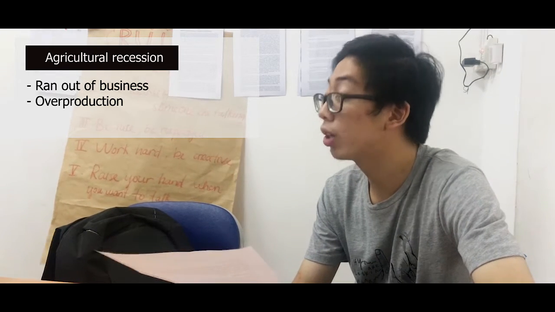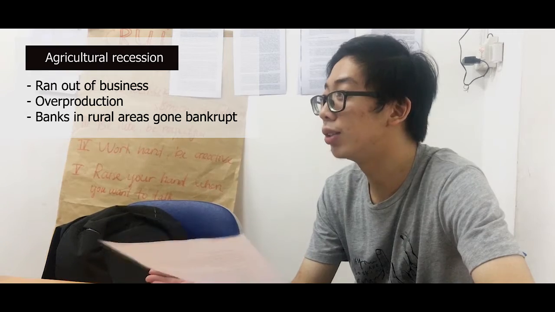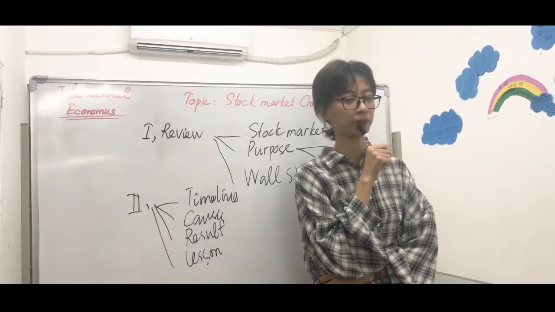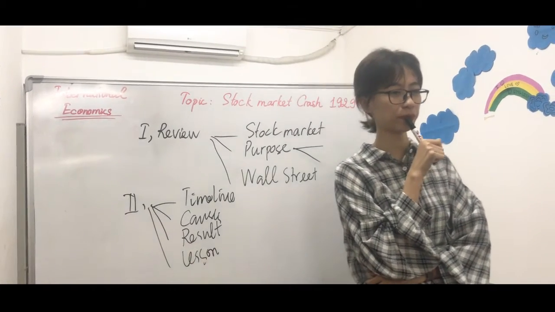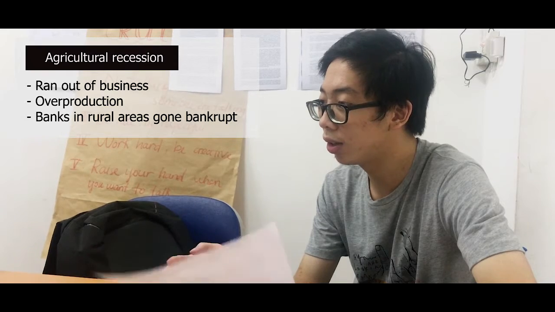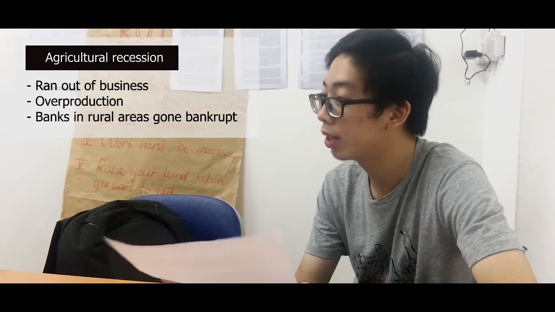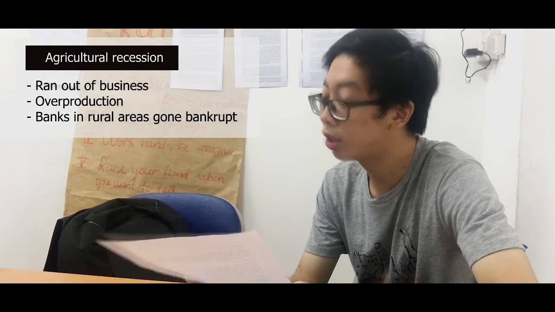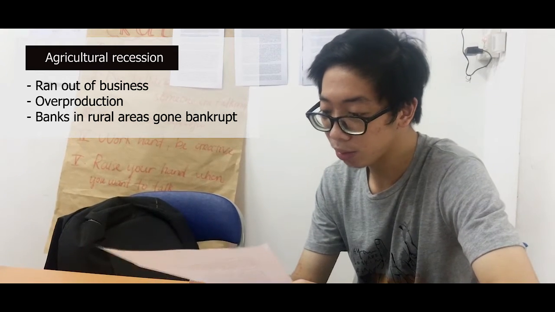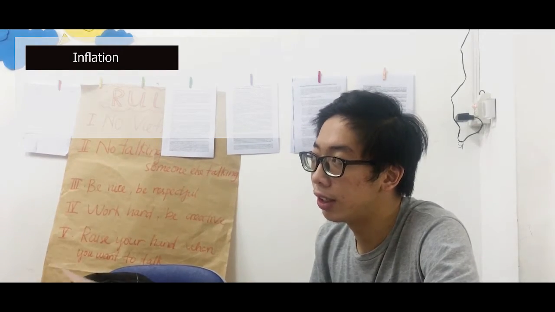And with the agricultural recession, many banks in rural areas, of course, went bankrupt, with nearly 5,000 banks collapsing between 1923 and 1930. And the last reason is inflation.